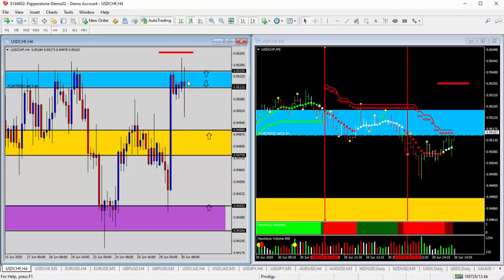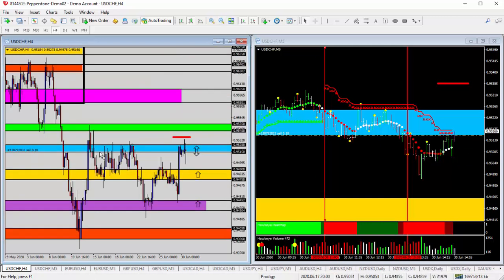Now, if you're on the long side of this, I would say you probably want to see it break that blue zone before you make that trade, because it's had a difficult time over the past several days breaking through. So buyers, if you're going to be on that side, you're looking at the yellow zone or above the blue zone for a buy scenario. Until that happens, short scenarios from the blue zone are a possibility for the dollar franc today.